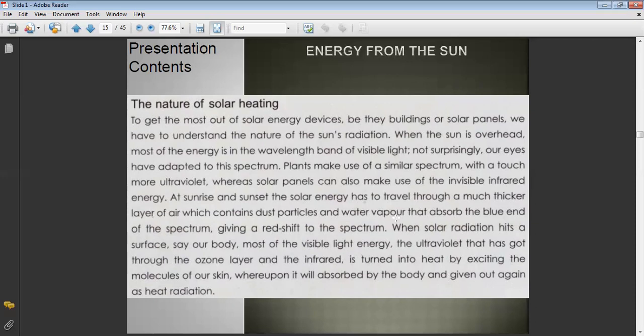Plants make use of a similar spectrum with a touch more ultraviolet, whereas solar panels can also make use of the invisible infrared energy. At sunrise and sunset, the solar energy has to travel through a much thicker layer of air because the sun is at a comparatively steeper angle as compared to our equator.